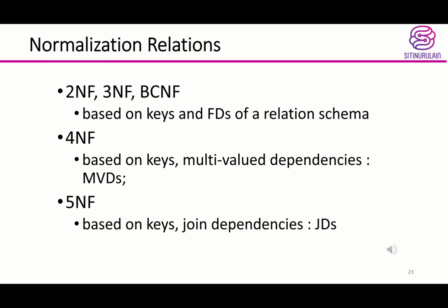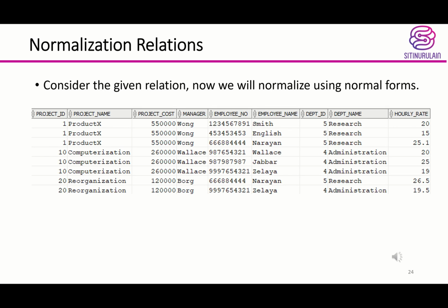Normalization relations 2NF, 3NF, and BCNF are based on keys and FDs of a relation schema. 4NF is based on keys and multivalued dependencies, MVDs. 5NF is based on keys and join dependencies, JDs. Consider the given relation. Now we will normalize using normal forms.